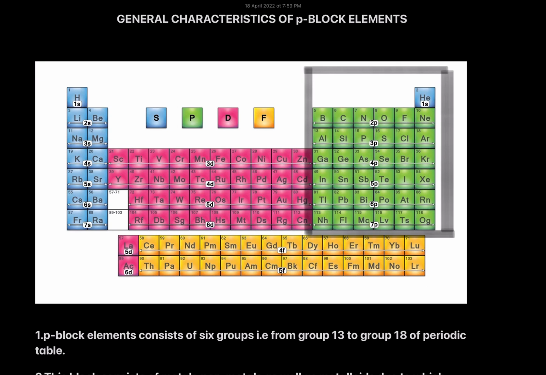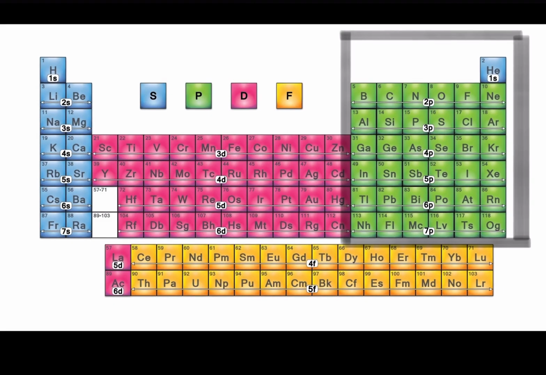My dear students, today's topic for the lecture is the general characteristics of the p block elements. So let's first understand what the p block of the periodic table is. Let's come to the periodic table first. Here the elements which are shown in green color belong to the p block. I have marked the p block with the black box. You can observe that very easily. So what is p block?